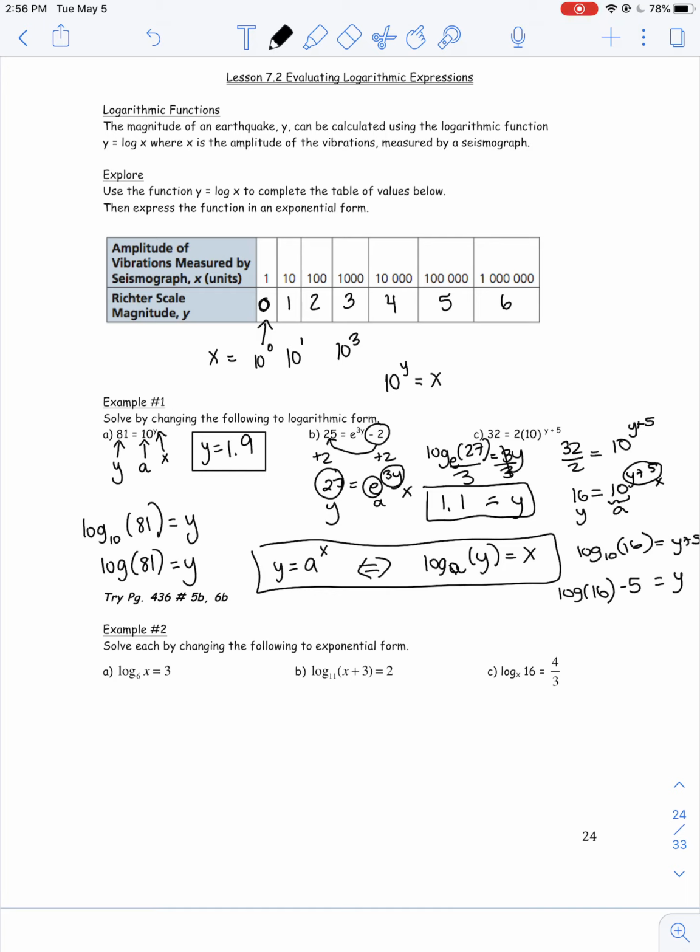So we're going to have to put this into our calculator as log of 16, because the base of 10 we don't have to write. And then we're going to have to subtract 5. So log of 16 in brackets. Then we subtract 5 outside the bracket, and you should be getting y is equal to negative 3.8 if we round to the nearest tenth.